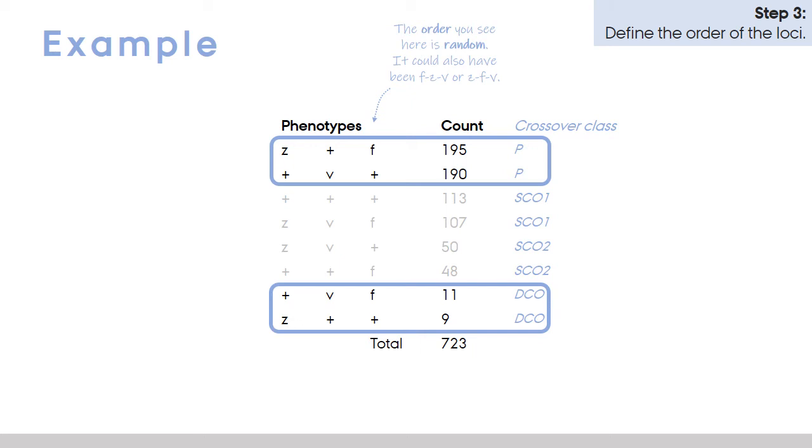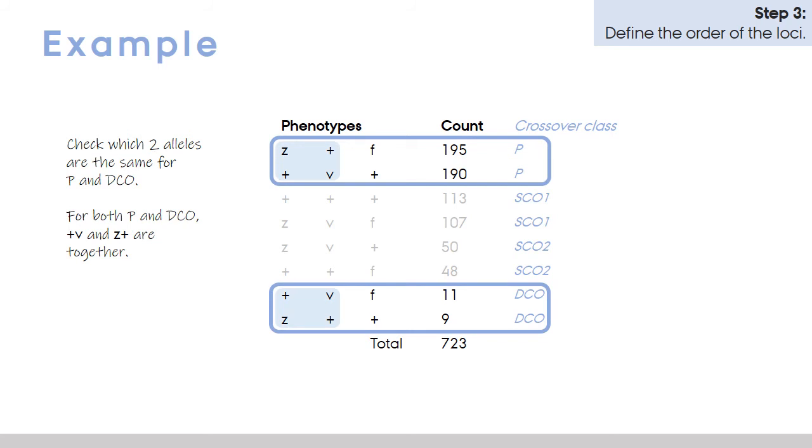It could have been FZV, or FVZ, or ZFV. It really could have been anything. We picked ZVF, and now we have to decide what the real order is. So how do we do this? We check which two alleles are the same for the parentals and the double crossovers.